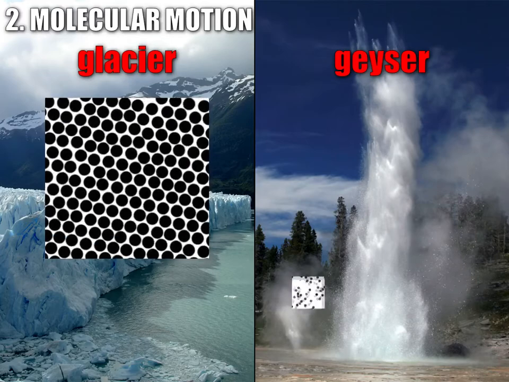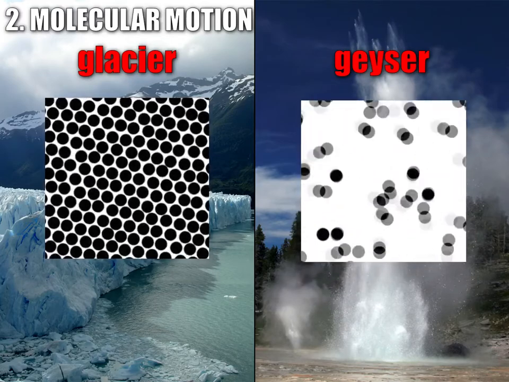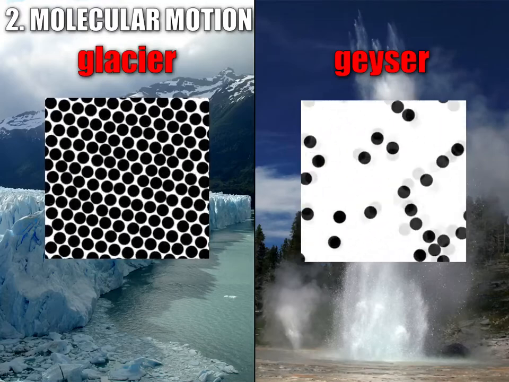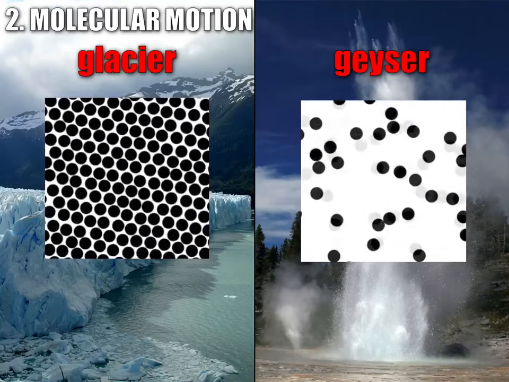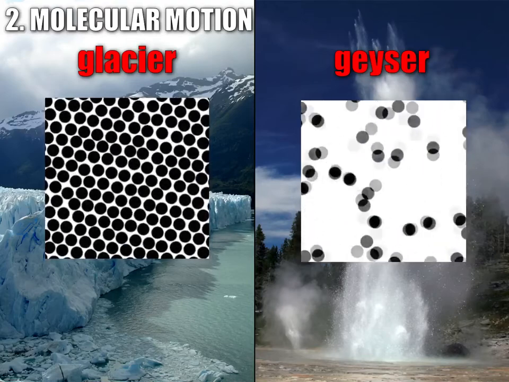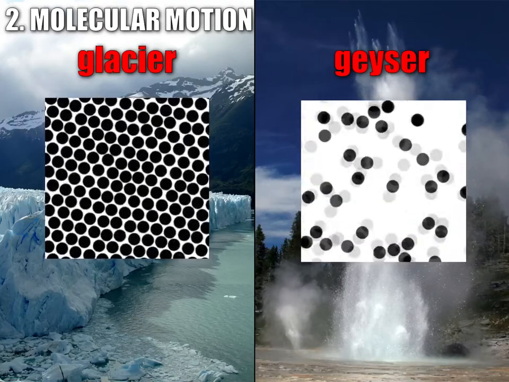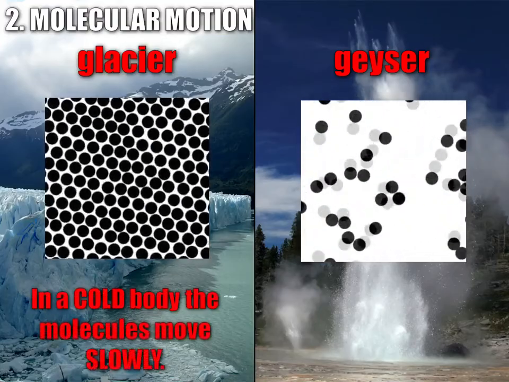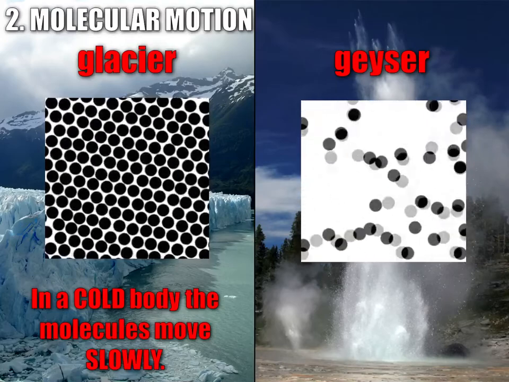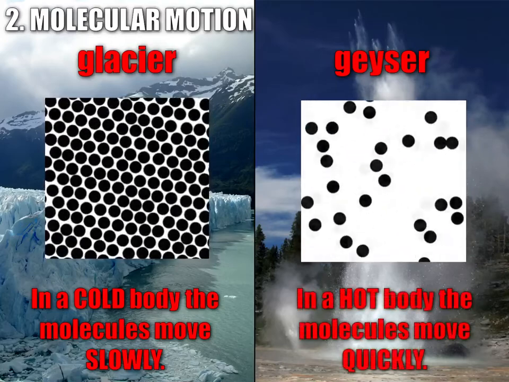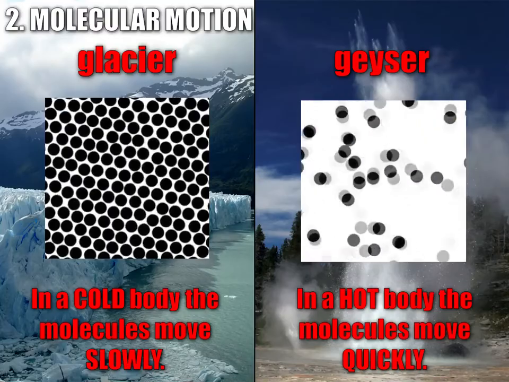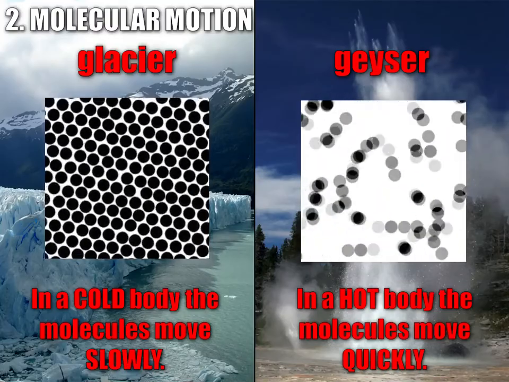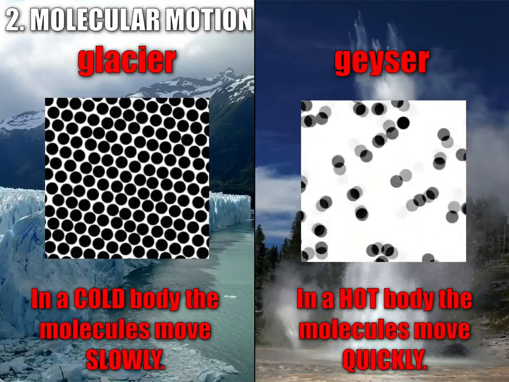However, if we were to look at the geyser, we notice that the molecules are more spread out. They're moving more quickly, and it's less dense. So the geyser has more molecular energy than the glacier. The molecules are moving more rapidly in the geyser than they are in the glacier. What we conclude from this is that in a cold body, the molecules move slowly, and in a hot body, the molecules move quickly. So this is the difference between hot and cold. The molecules in a hotter object move more quickly than those in a colder object.